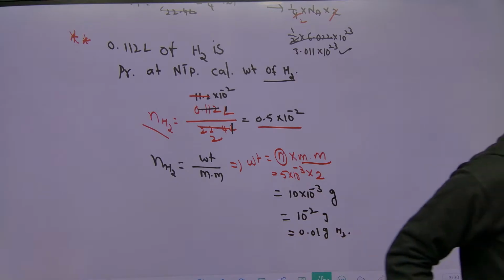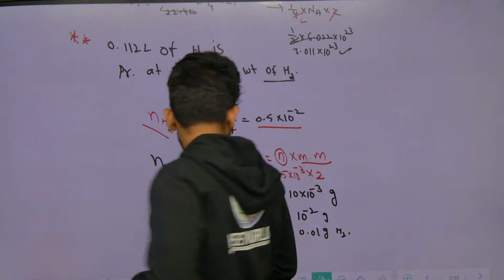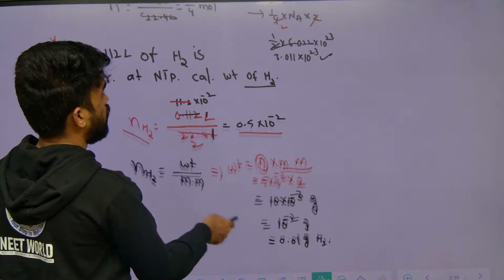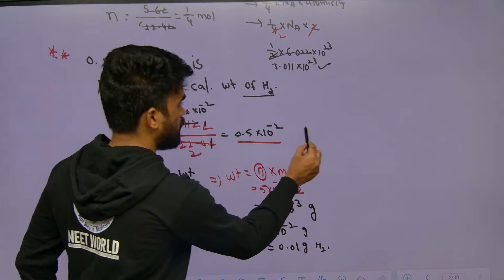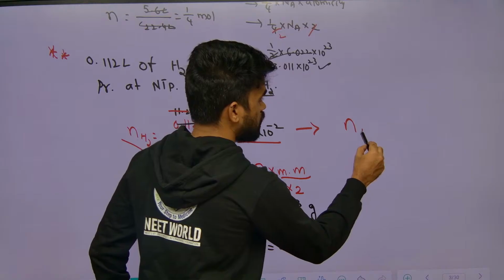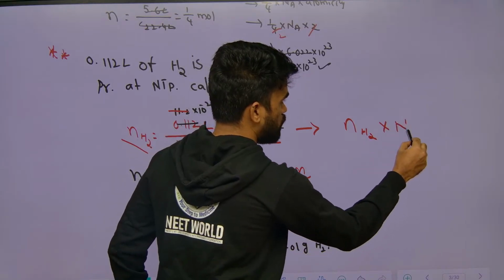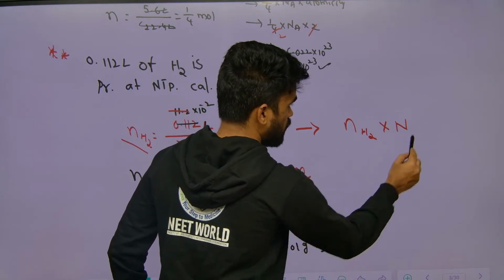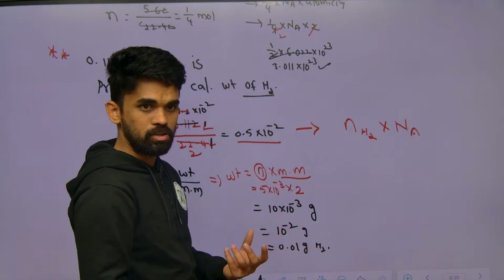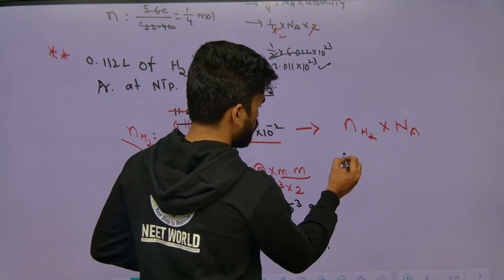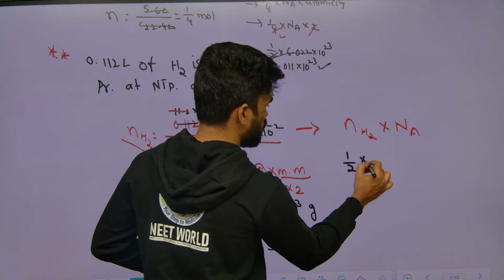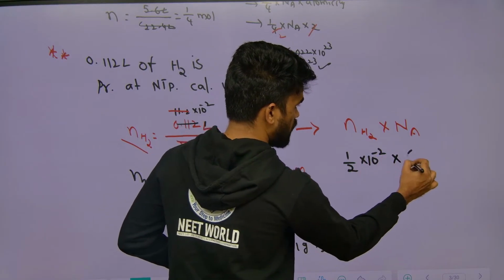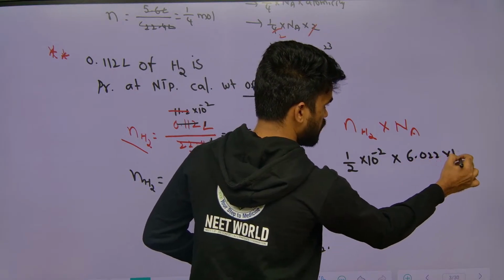Yes, any answer? First of all, the number of moles we got now, that's fine. After getting this, the number of moles of hydrogen times Avogadro number gives you the number of molecules. So that is 5 into 10 power minus 2, or you can write 1 by 2 into 10 power minus 2 into Avogadro number, 10 power 23.